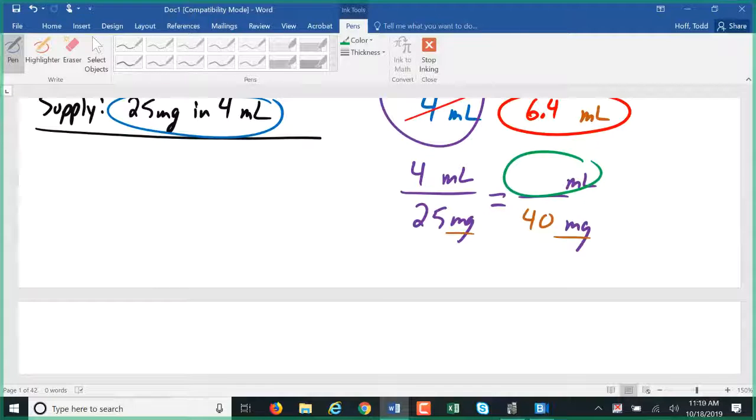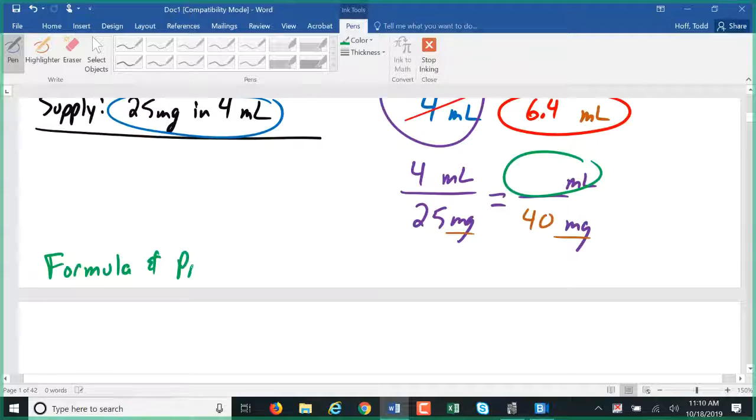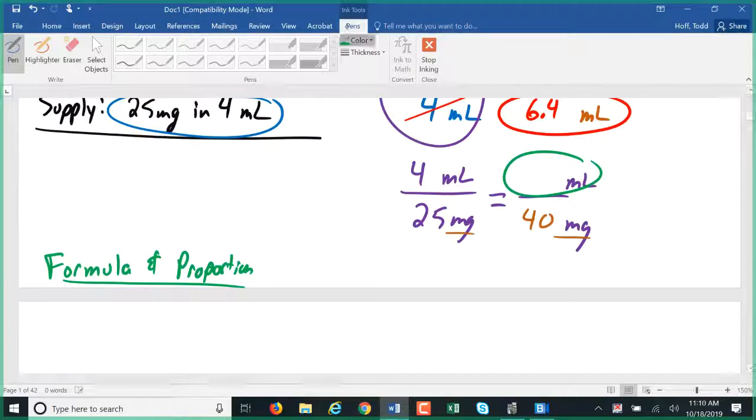Now with that said, both the formula and the proportion have one weakness. That is, they can only go one step at a time.